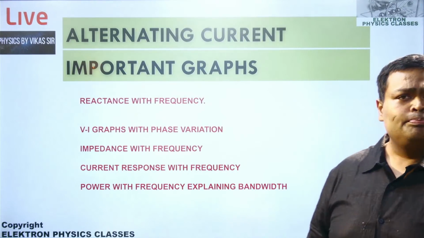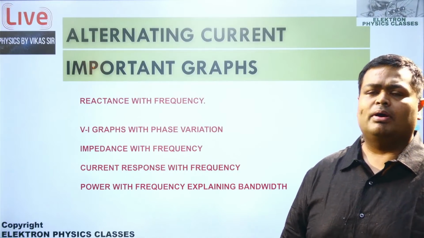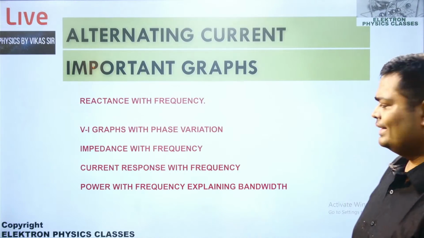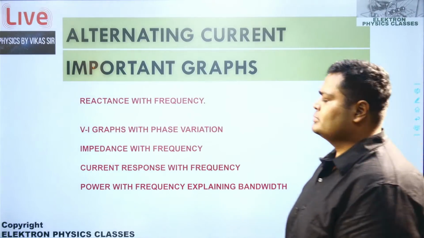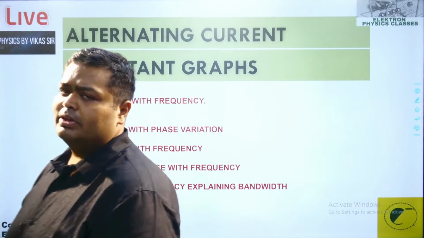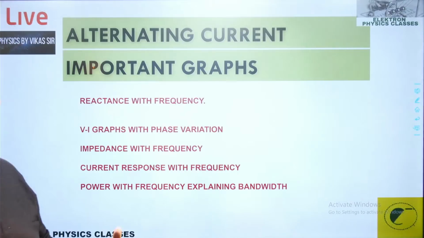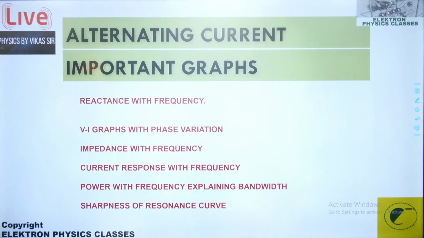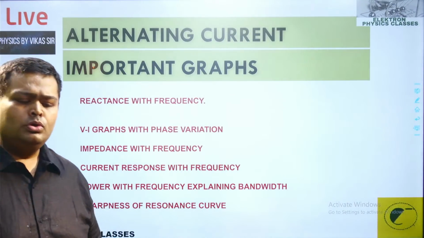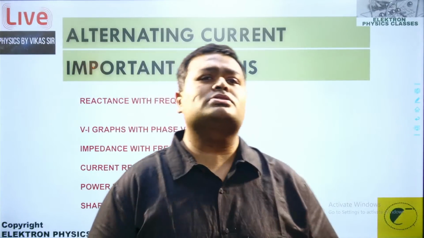And then important, the power graph with the frequency, the peak power, the half power, like that. So that explains the bandwidth. Explaining the bandwidth in that at the low resistance what happens, high resistance what happens, and finally the sharpness of the resonance curve. So those are the important topics in alternating current.